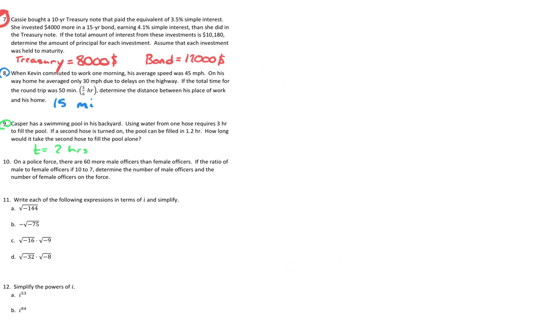Okay, so for number 10, on a police force, there are 60 more male officers than female officers. So what I can do here is say that M equals the number of male officers and F equals the number of female officers. So we know that the number of male officers equals the number of female plus 60. And then it also tells us that the ratio of male to female officers is 10:7. So what that means is M over F is equal to 10/7 because it's a ratio. And then we need to determine the number of male officers and the number of female officers on the force. So basically we use those two equations here to solve for M and F.